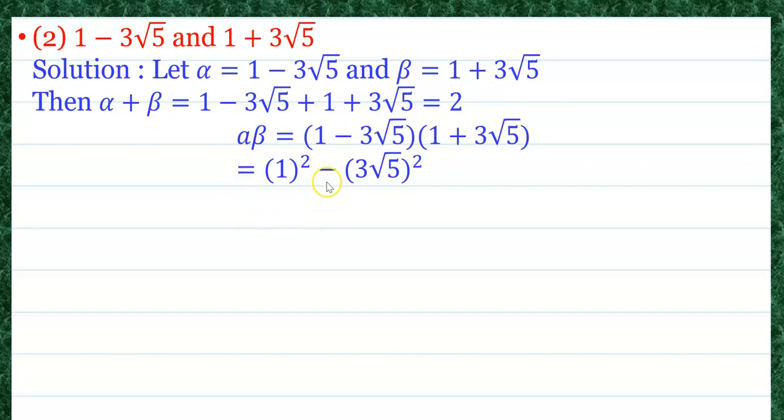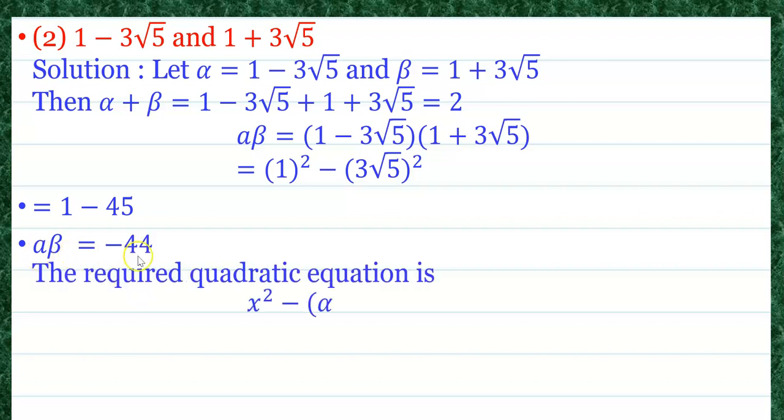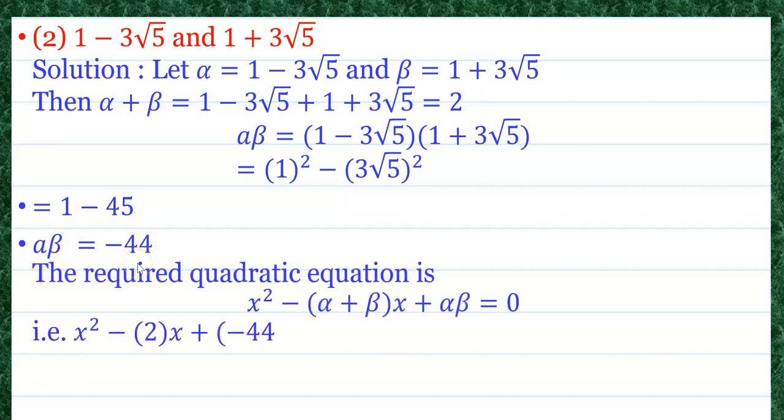Alpha into beta, that is equals to 1 minus 3 root 5 in first bracket, second bracket 1 plus 3 root 5, a minus b into a plus b, a square minus b square, 1 चा स्क्वेअर आणि 3 root 5 चा स्क्वेअर, 3 चा स्क्वेअर किती आला तर 9. 9 into root 5 चा स्क्वेअर 5 आला, 9 into 5, 45. And therefore alpha into beta, that's equals to minus 44.